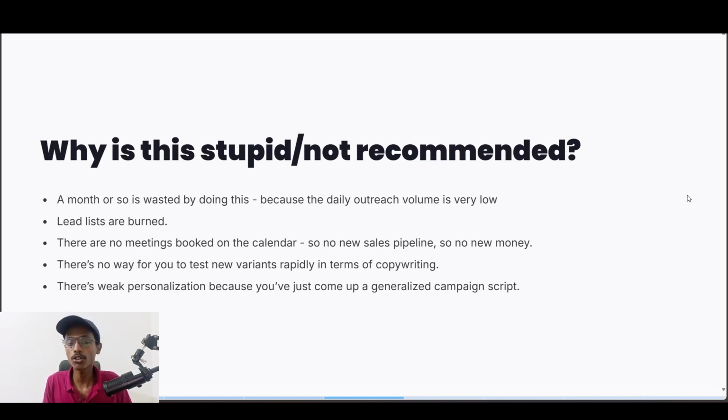And there's no way for you to test new variants rapidly in terms of copywriting. Again, there's weak personalization because you've just come up with a generalized script, right? Because of that, you're going to get poor responses and therefore no new leads, no new booked meetings, and no new closed deals.